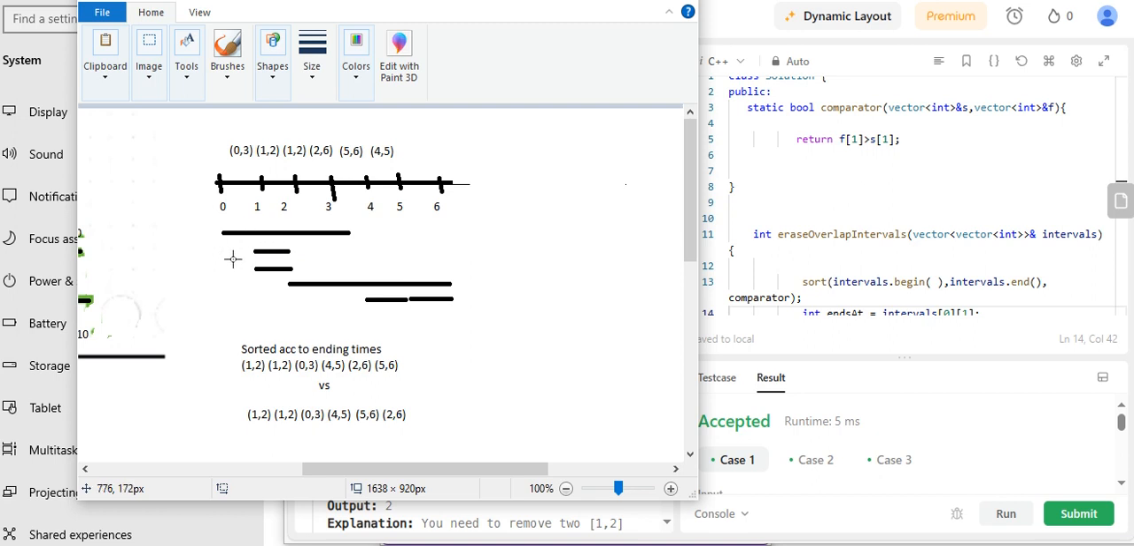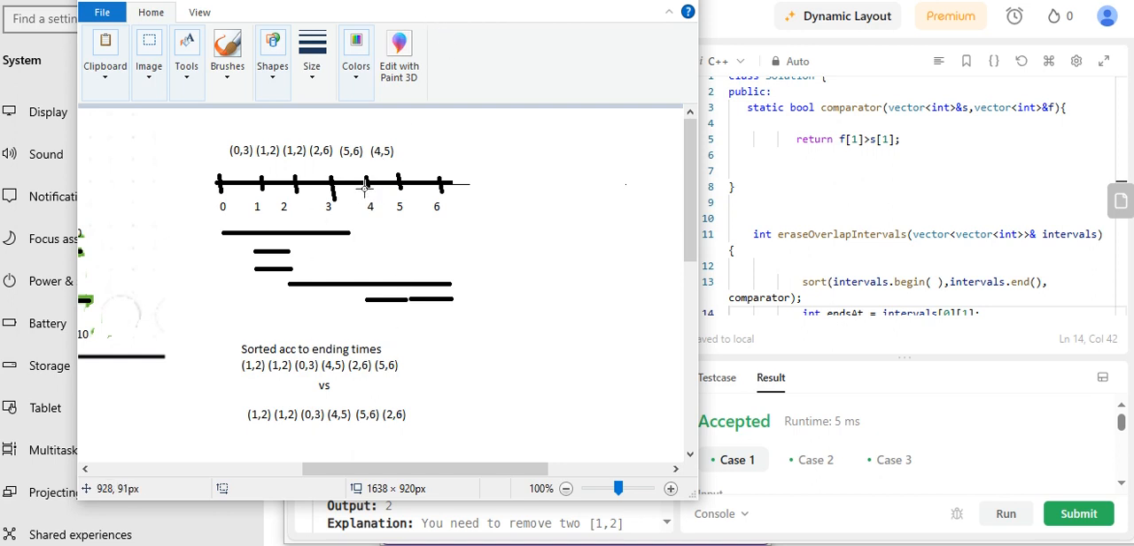But let's suppose there was another interval, one from 0 to 1 and another from 1 to 2. In that case, instead of removing 0 to 1 and 1 to 2, we could have just removed this envelope. Those two would have become non-overlapping. So for me, the minimum number of removals occurs where we can remove the envelope, right? So all right, let's start to see what the algorithm is.